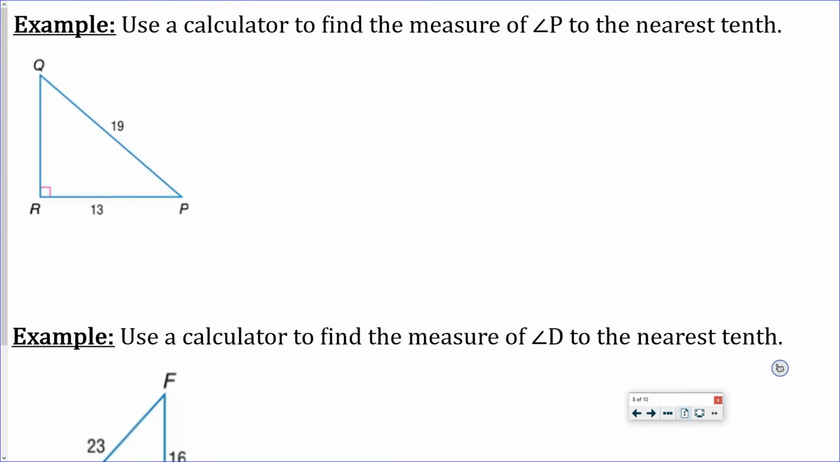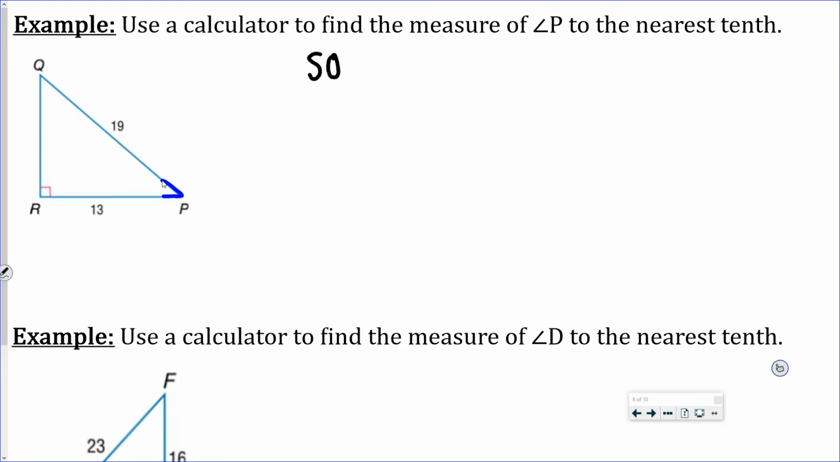The first one says, use a calculator to find the measure of angle P to the nearest tenth. Here's angle P, in a right triangle. I can't use Pythagorean theorem, because that gives me side lengths. And I don't know what angle Q is, so I can't do 180 minus 90 minus angle Q. I have two unknown angles here, so the only way to find this is by using trig, SOHCAHTOA.